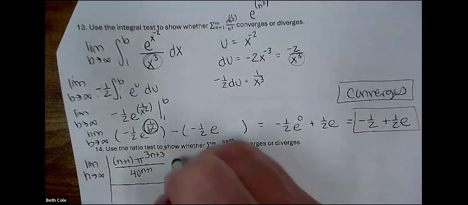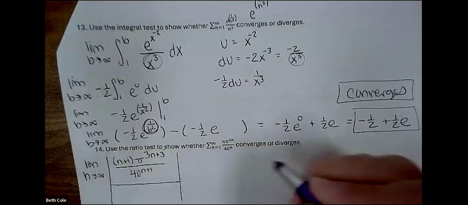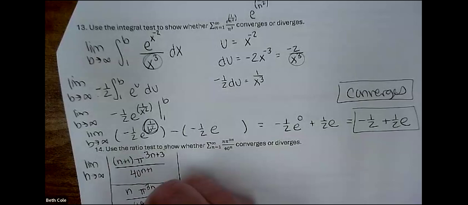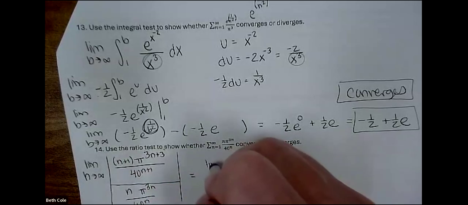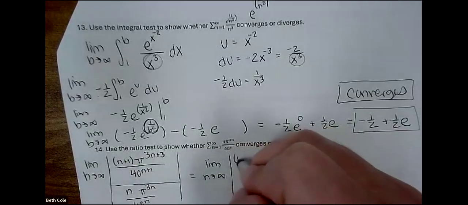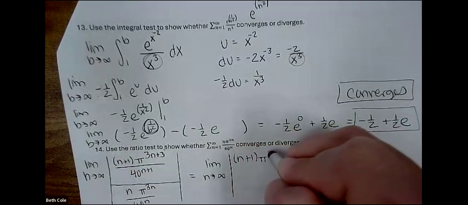All over 40 to the power n plus 1. And then that is all over the series. So n pi to the 3n over 40 to the nth. All right, now I'm going to flip over the fraction. Dividing by a fraction is the same as multiplying by a reciprocal.